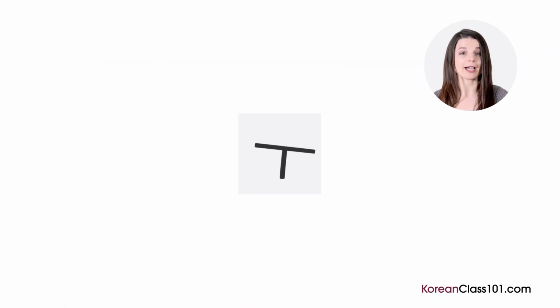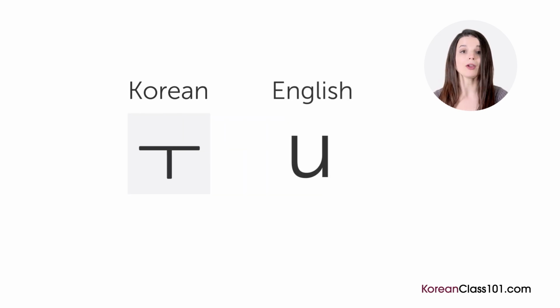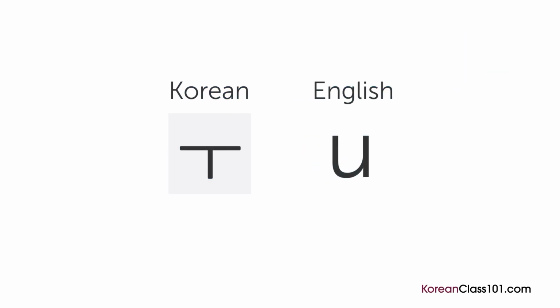The lips are more relaxed for the Korean oo sound than the English oo. Compare the Korean oo with the English oo. U. Oo. The next vowel is E.